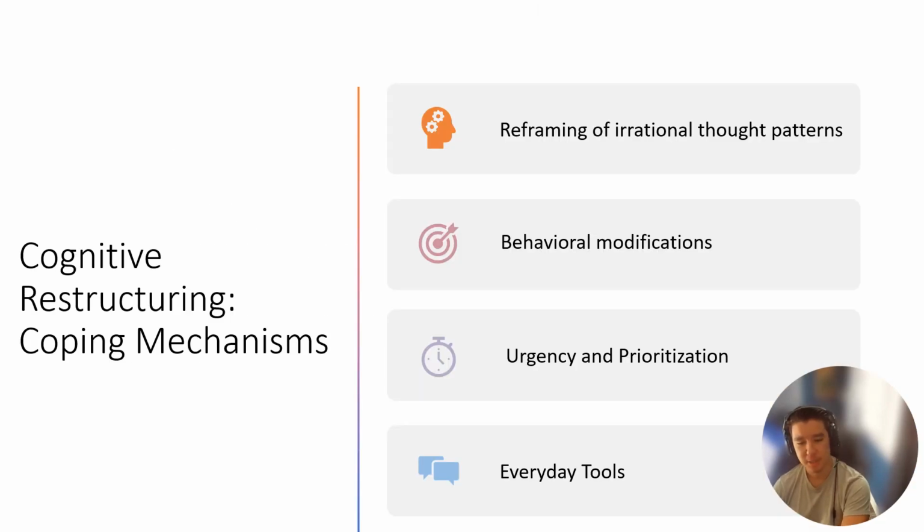So again, some additional coping mechanisms. We could reframe our rational thought patterns. We could adjust our behavior. We could adjust our sense of urgency and prioritization. This one's pretty interesting because it is shown to return a level of control and self-efficacy to the client.